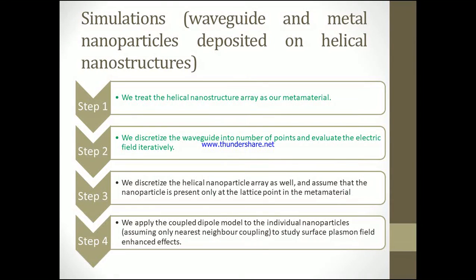Now after we have done this, we apply the beam propagation method to find out the electric field at these lattice points where the gold nanoparticles are present, and then we apply the coupled dipole model to find out the plasmon effect.